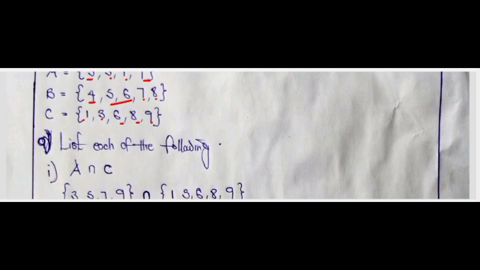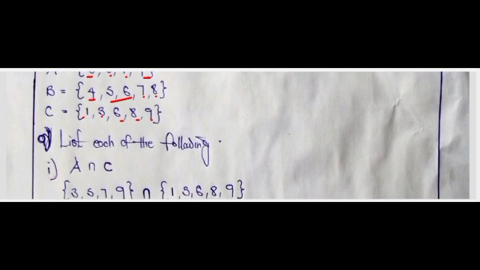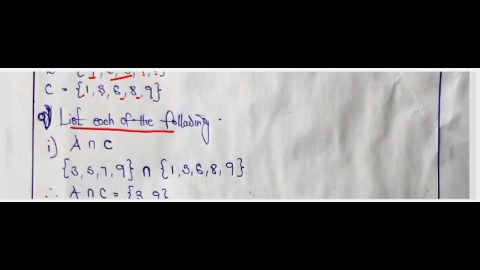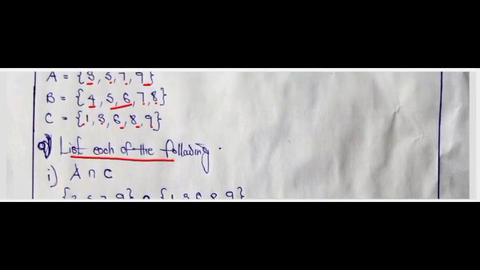Now, the question here says, list each of the following sets. So we are asked to find the following sets. A intersection C. Now, for A intersection C, we are going to get our A set. So the members in A are those ones. So just lay them down, and then the members in C, we still lay them down.